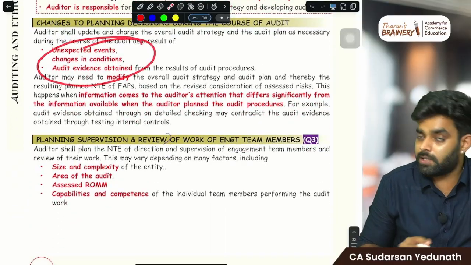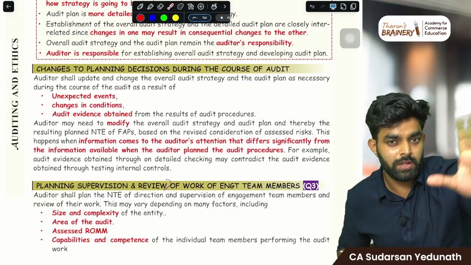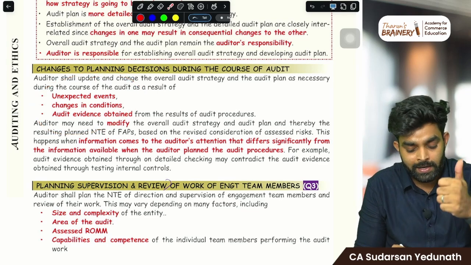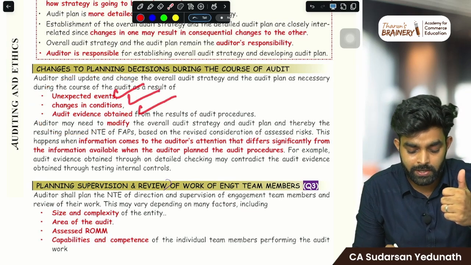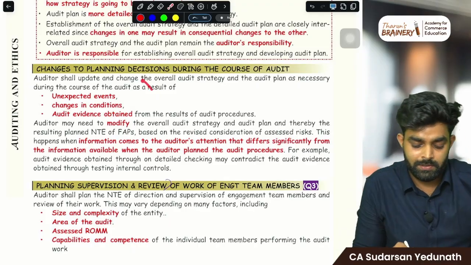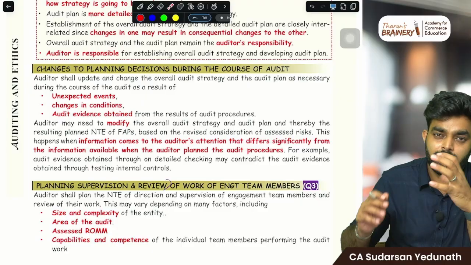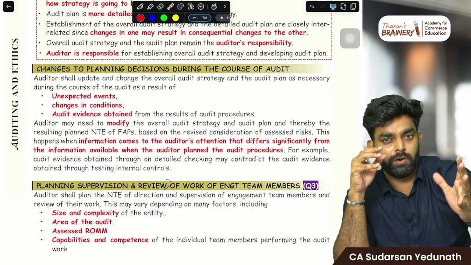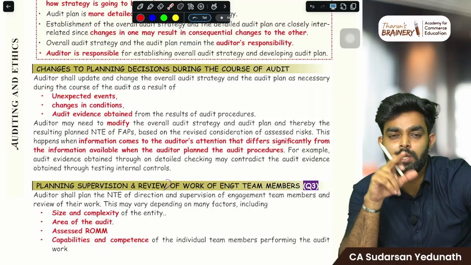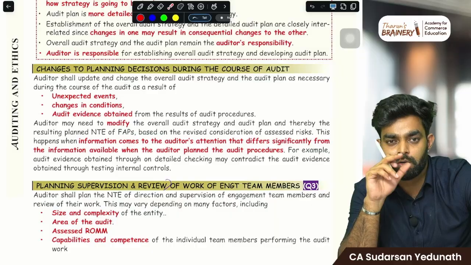Then changes in the audit plan and audit strategy. When you have prepared an audit plan and audit strategy and you are doing the audit, what circumstances will create a change in them? Unexpected events, change in conditions, and audit evidence obtained from the results of audit procedures. Because of these three circumstances, the audit strategy or audit plan can be changed. Suddenly some event happens in the company, some CEO changed, or the CEO or top management was caught doing a fraud.